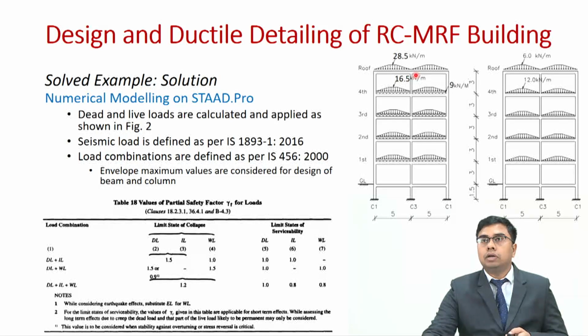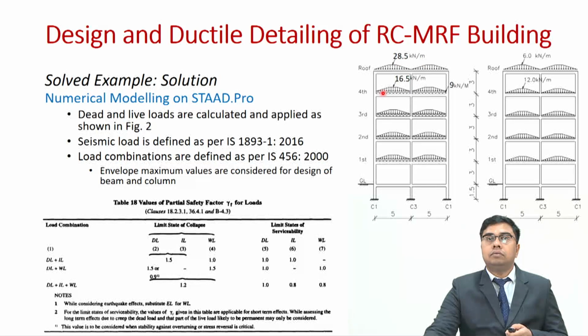So, this trapezoidal loading comprises the dead load coming from the slab, floor finish and the waterproofing. That is why it is the highest at the roof level, because there is no waterproofing at other levels. So, we are getting a maximum intensity of around 16.5 kilonewton per meter at the different levels, and at the roof level it is 28.5 kilonewton per meter.